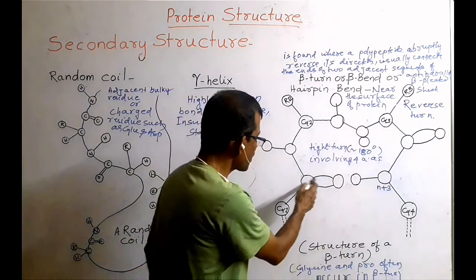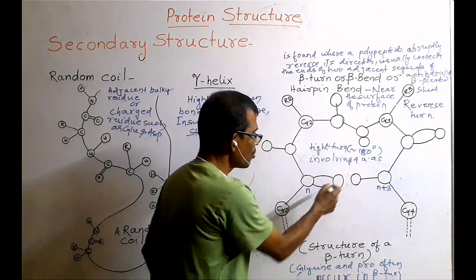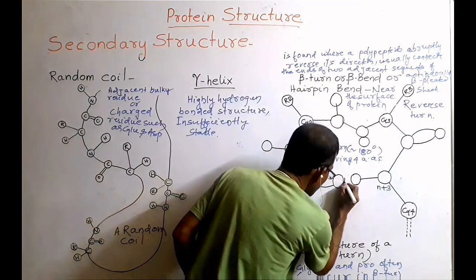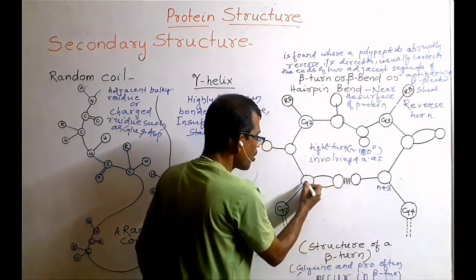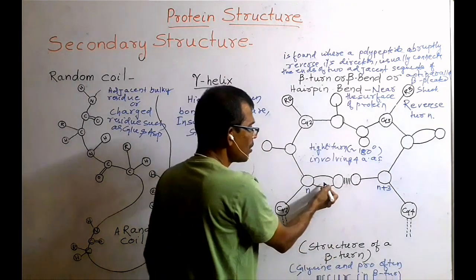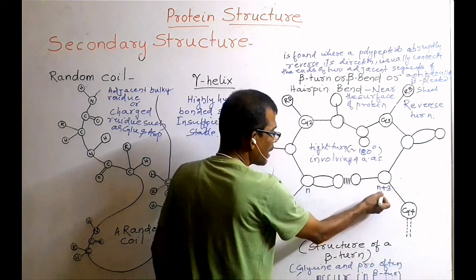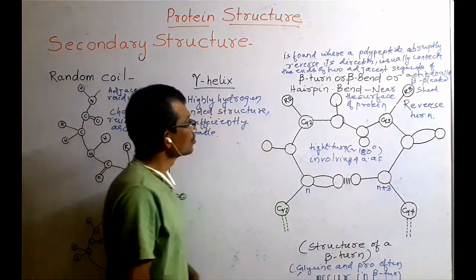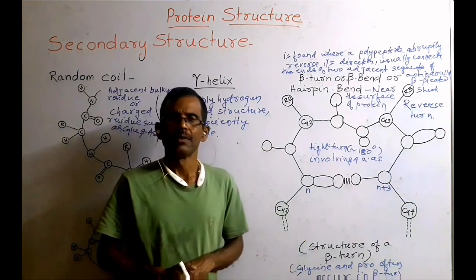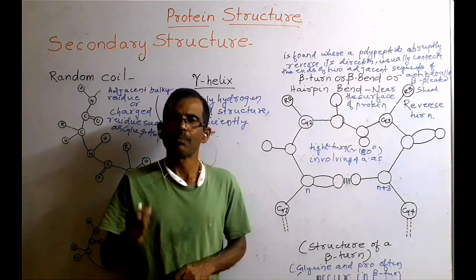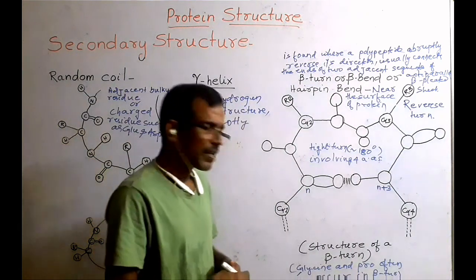And in the beta turn, the CO group of N amino acid residue is hydrogen bonded with the NH group of N+3 residue. So beta turn is a protein secondary structure that is found where a polypeptide chain abruptly reverses direction.